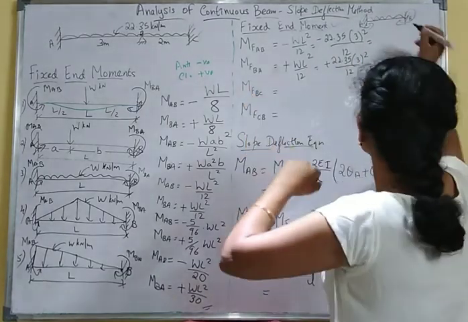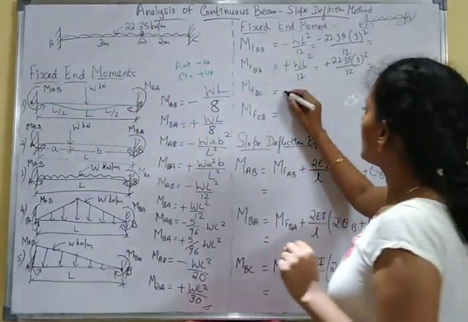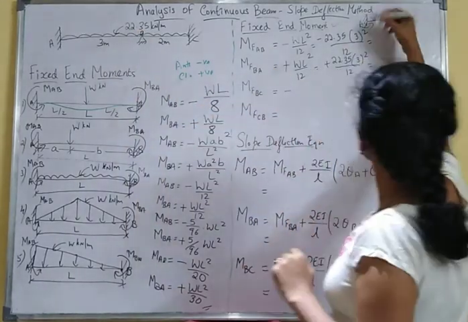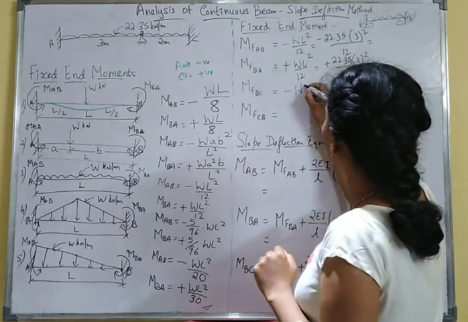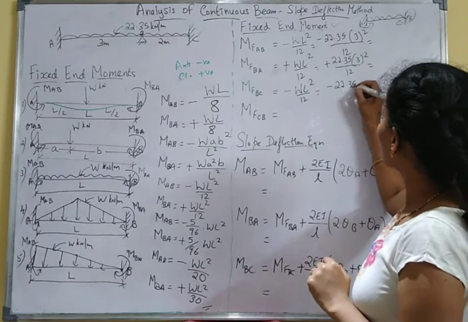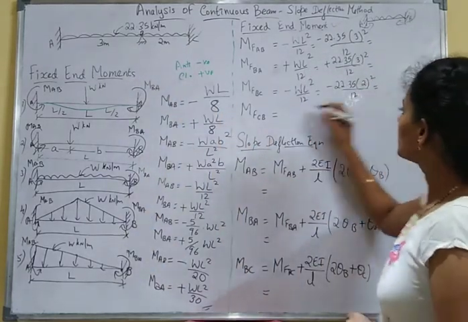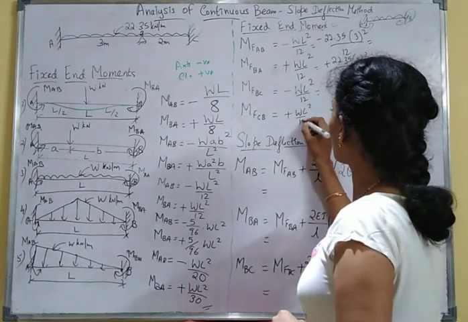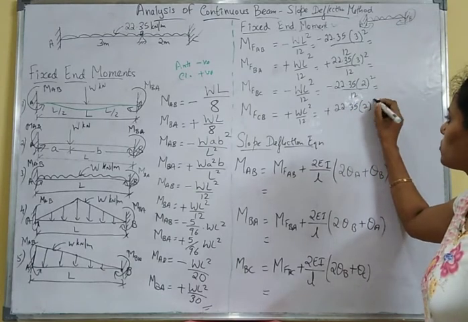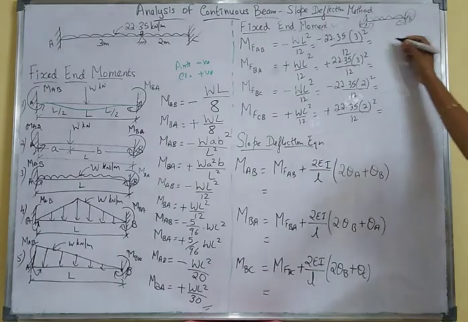Okay. Next we will come to span BC. Here also you assume the ends as fixed, and the fixed end moment at BC will again be anti-clockwise, so minus WL square by 12, that is minus 22.35 into 2 square by 12, as the span here is 2 meter, and plus WL square by 12, which is nothing but plus 22.35 into 2 square by 12. Just simplify and get the value.